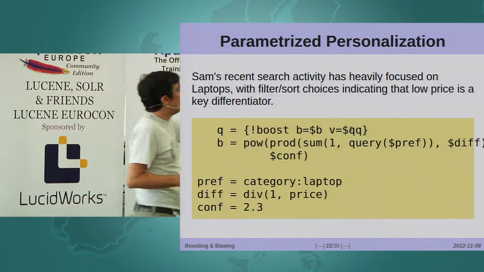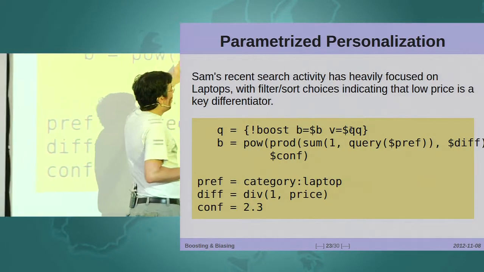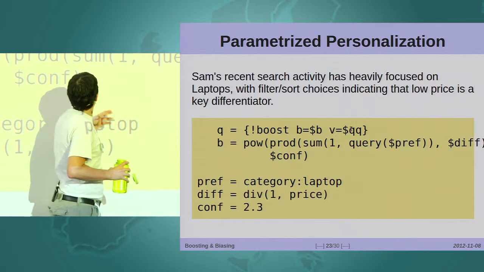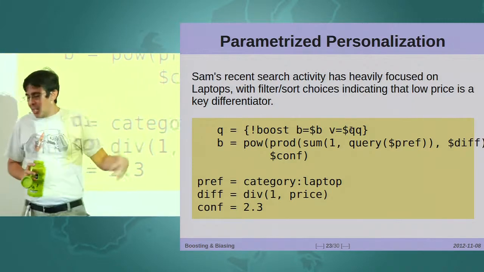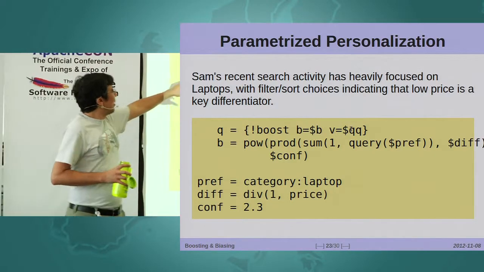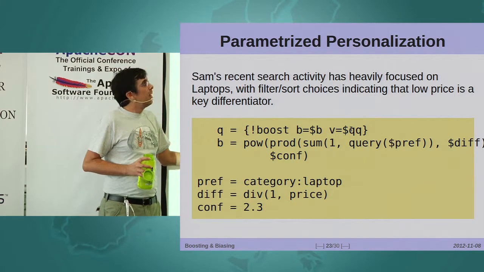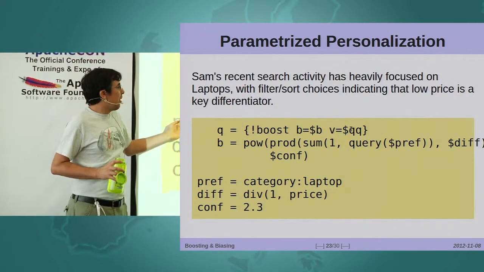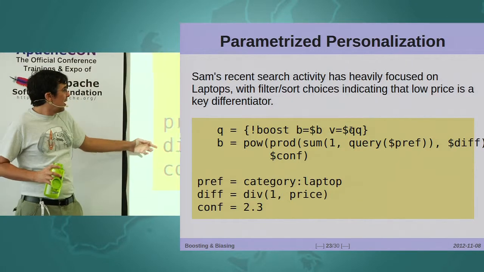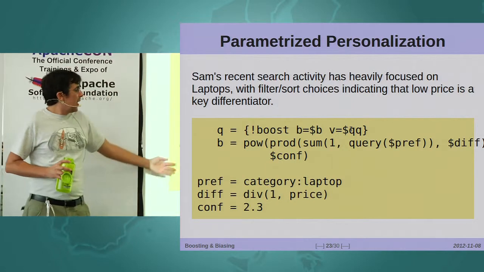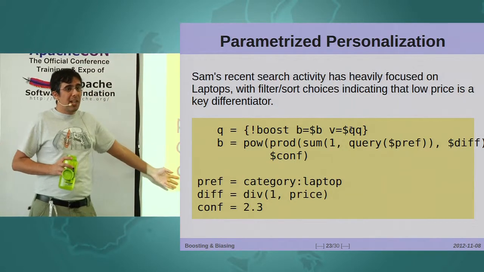You could also define some sort of generic rule that for every user, I'm going to determine a preference, a differentiator, and a confidence level. I'm going to structure a function and reuse that same function for every user, but the inputs might change. So for Sam, his preference seems to be for laptops. The differentiator for him seems to be low price, so I'm going to divide by it. And he does this a lot, so I'm fairly confident.